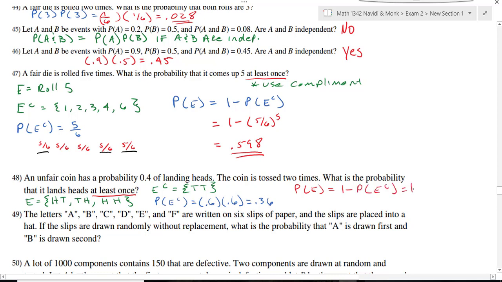And that's going to be 1 minus 0.36. And 1 minus 0.36 is 0.64.